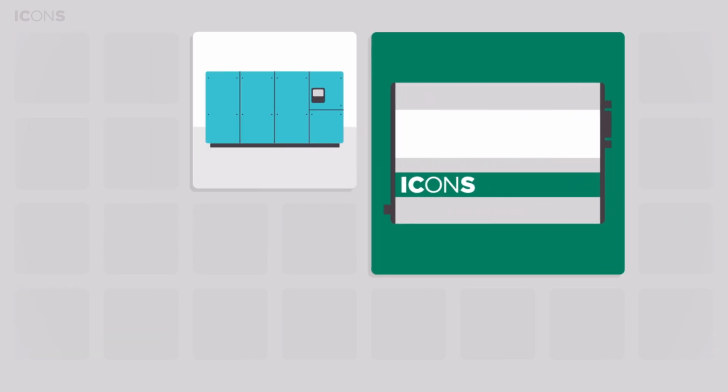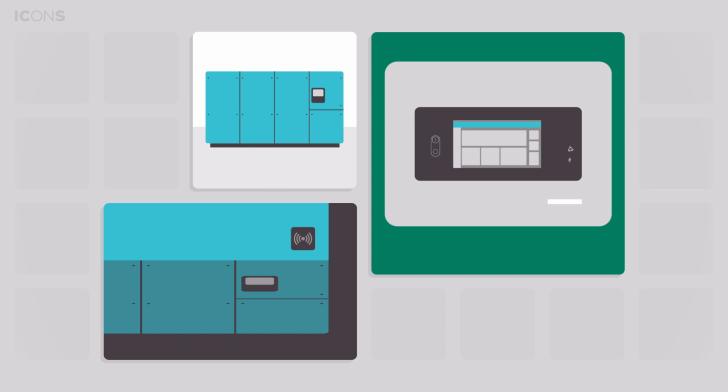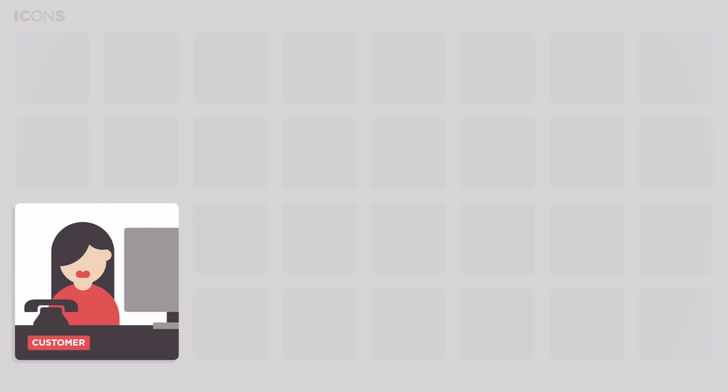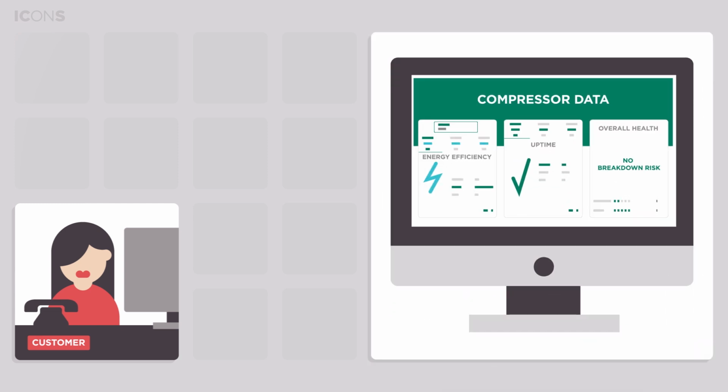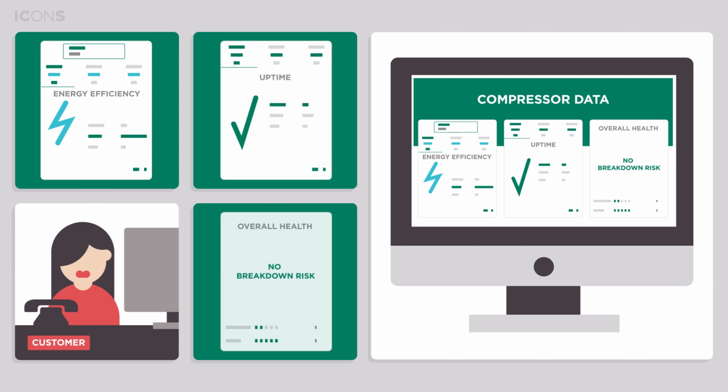Connectivity is available through an Icons box in the electrical cubicle or directly integrated into today's controller. These are factory mounted or retrofit in the field. As you log into the Icons platform, you get an immediate overview of the energy efficiency, uptime and health of your installation. Icons is included in your service contract, so there's no hassle to renew subscriptions.